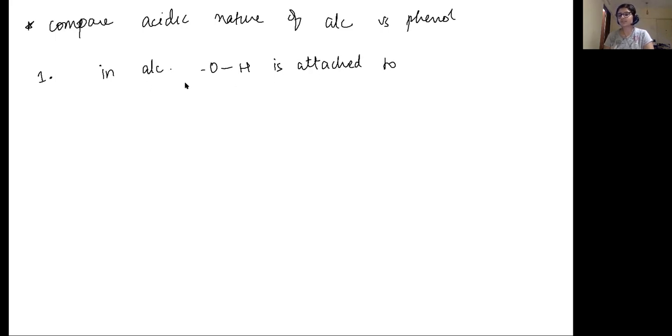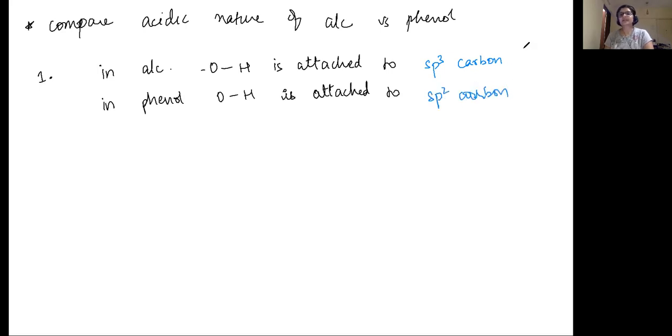In the case of alcohol, what type of carbon atom is OH attached to? Correct, sp3 hybridized carbon. Then in phenol, OH is attached to what type of carbon atom? sp2 carbon atom, correct. So in both, which one is more electronegative?